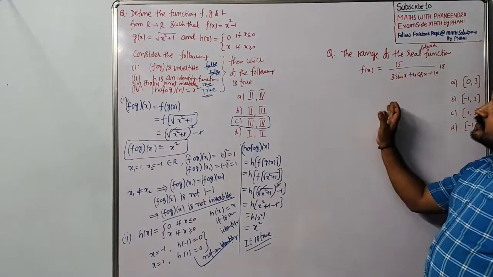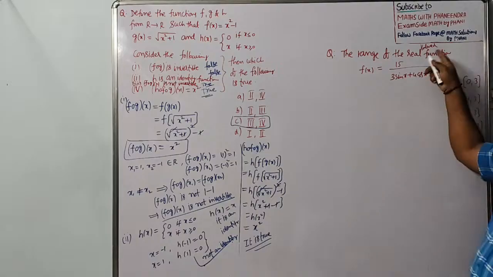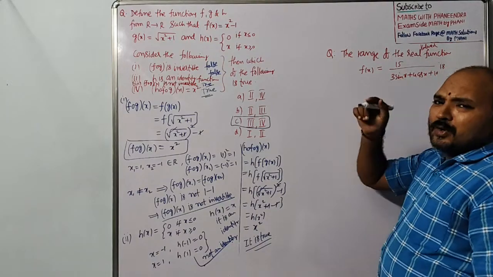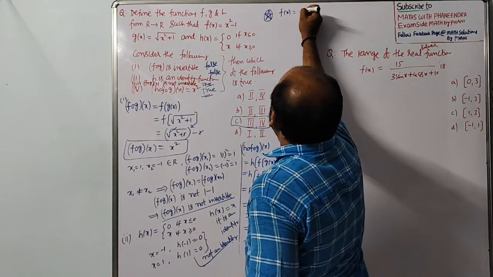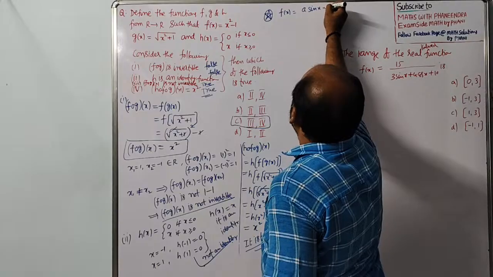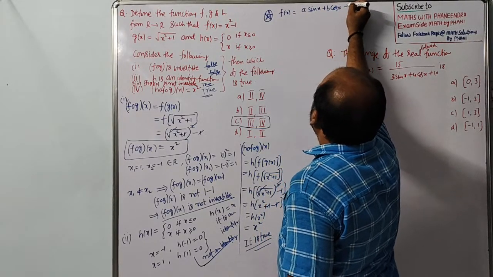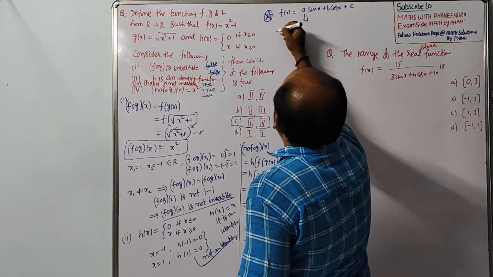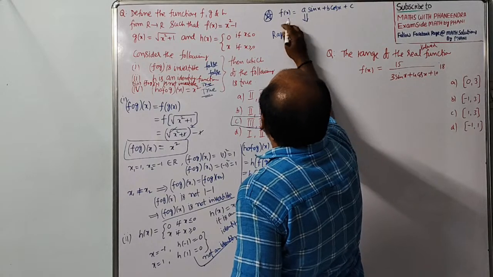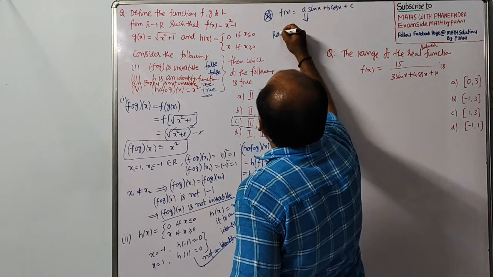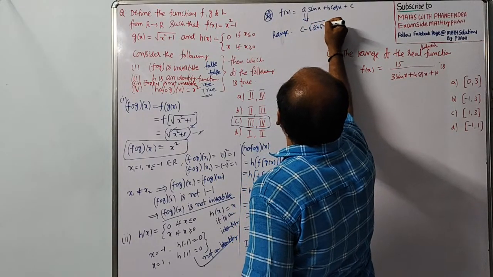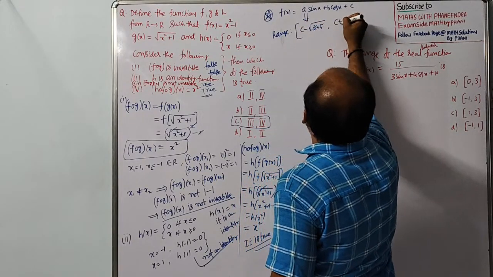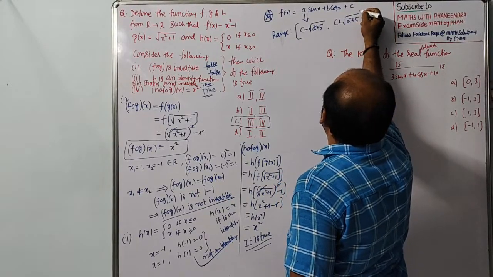Now come to this question. The range of the real valued function. We know that in trigonometry, whenever f of x is equal to a sin x plus b cos x plus c, the range of this function is c minus root of a square plus b square, closed interval, c plus root of a square plus b square.